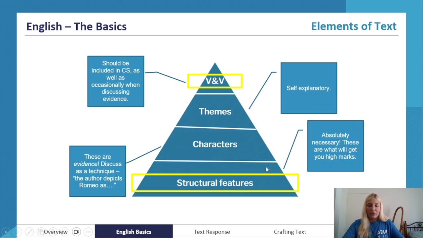So I recommend that you make notes on all of this for all of your texts. Find structural features, language devices, note down quotes for them, analyze them, find quotes of characters, analyze them, note them down, have a themes-based quote bank, and have views and values ideas and interpretations written down for your text.